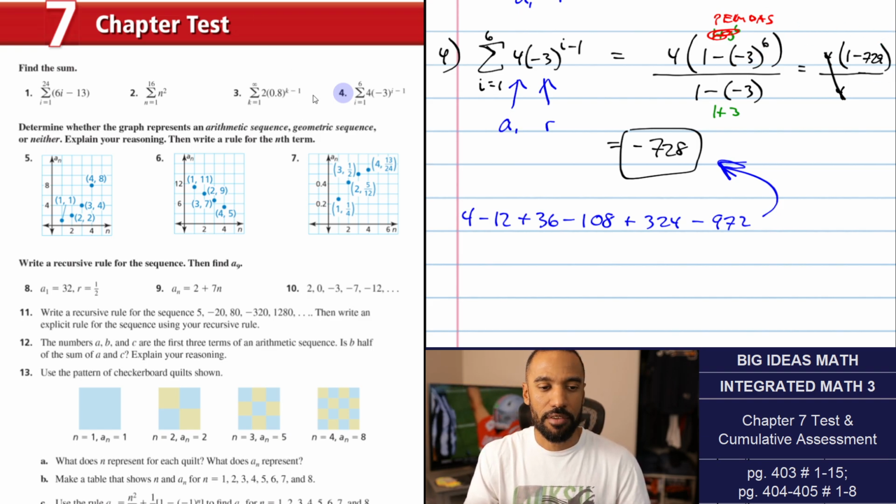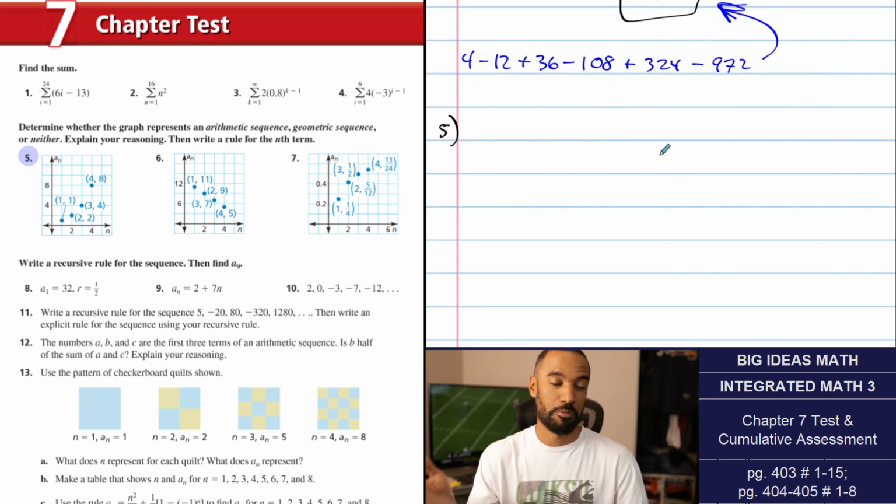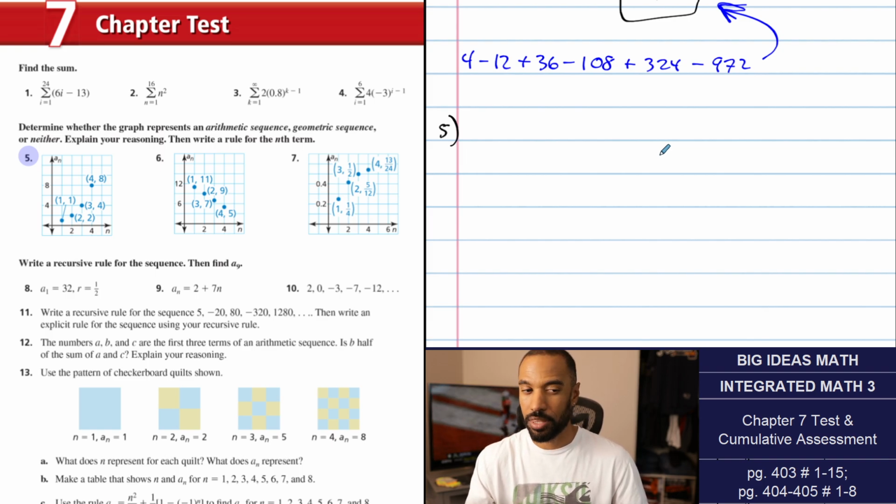Okay, numbers 5 through 7, we have to determine whether the sequence is arithmetic, geometric, or neither. Explain, and then write the rule for the nth term. Now, an arithmetic sequence will appear linear. A geometric sequence will appear exponential. To me, I'll go based off appearance alone. We can look at the numbers after to write the sequence. If it doesn't appear to be either, then it will be neither.